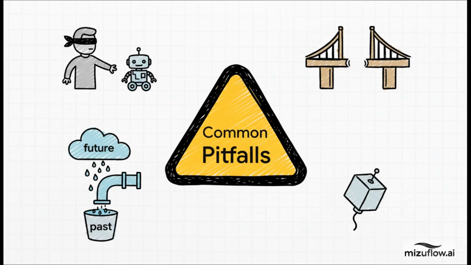Second, never ever shortcut feature engineering. We just talked about why that's so critical. Third, watch out for something called data leakage, where information from the future accidentally contaminates your training data. It's sneaky and it'll make your model look way better than it actually is. And finally, don't forget governance. These models still need to be documented and monitored just like any other critical business process.